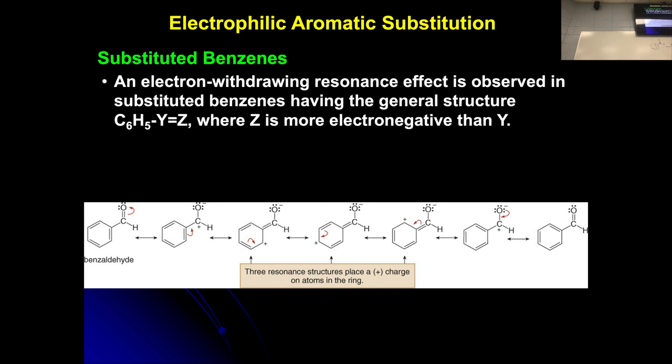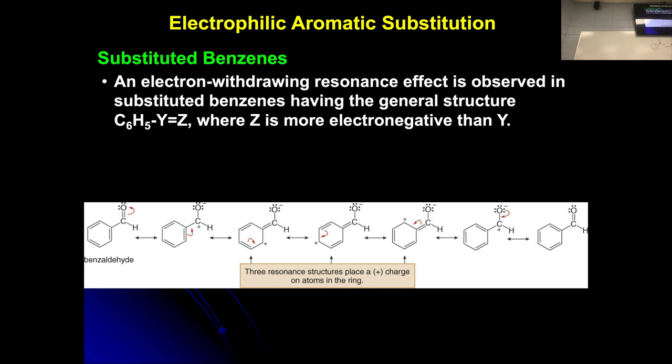These are called deactivated rings because we're pulling electrons by resonance out of the ring. Which one of these rings do you suspect would react the fastest? Benzaldehyde with the bromine or phenol with the bromine? Phenol. Activated rings react faster. They also react such that they give ortho and para substituted products. Whereas deactivated rings react slower, but they give meta products.